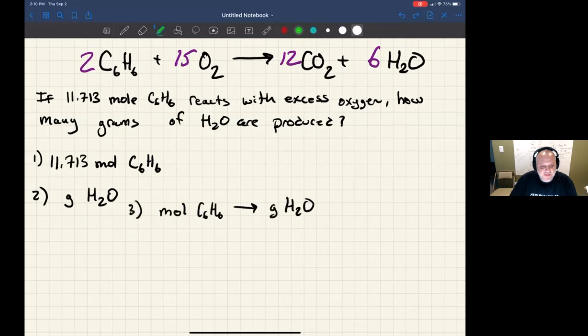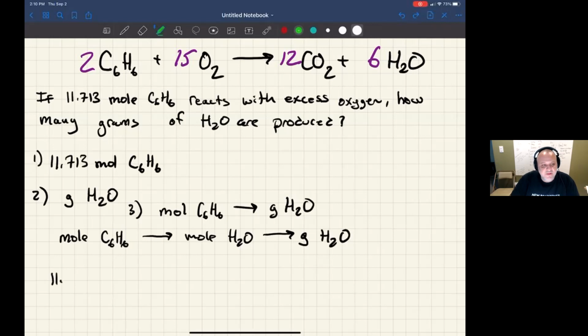Now, there isn't a direct path between those two things. And in fact, they're different species. And when I want to convert between species, I always do so in terms of moles, and I use the balanced chemical equation. So I can convert from moles of C6H6 to moles of water by using the stoichiometry in the equation. Then once I have moles of water, I can convert to grams of water.